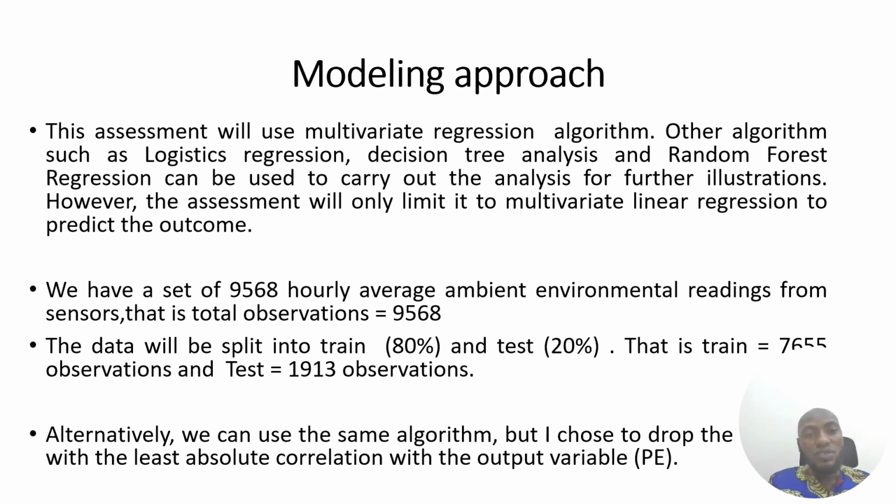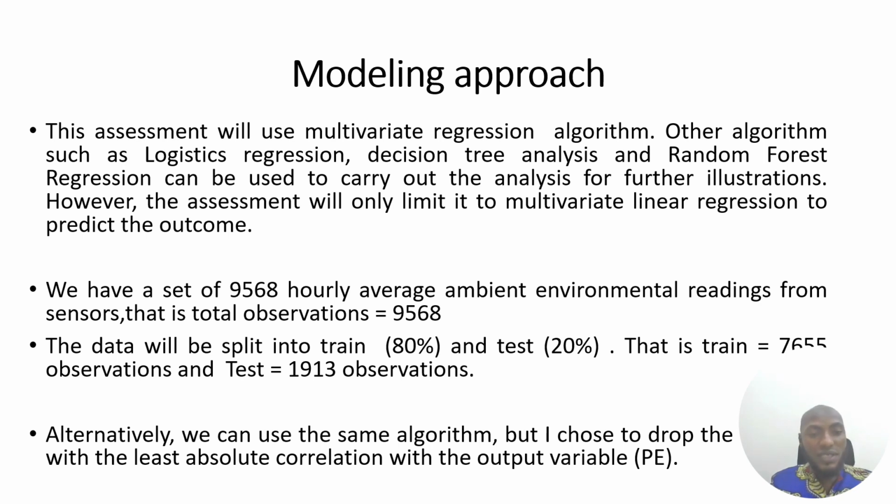In terms of model approach, this assessment will use multivariate regression as the algorithm, although there are other algorithms such as logistic regression, decision tree analysis, and random forest, which can be used in carrying out this analysis. However, for the sake of simplicity, this assessment will only limit itself to multivariate linear regression to predict the outcome. We have a set of 9,568 hourly average ambient environmental readings from the sensors, that is the total observations.